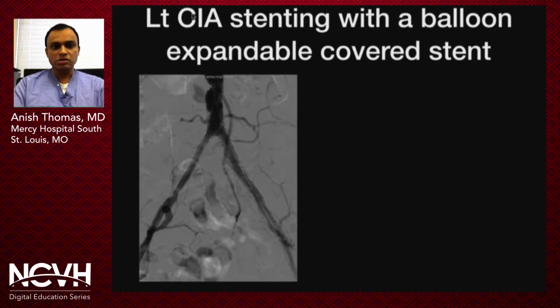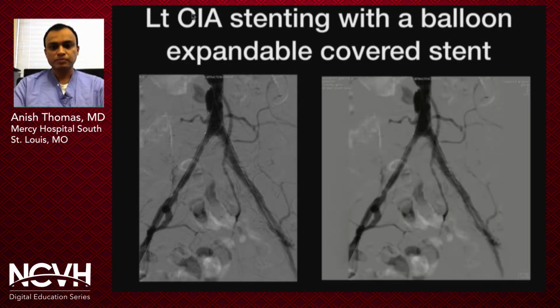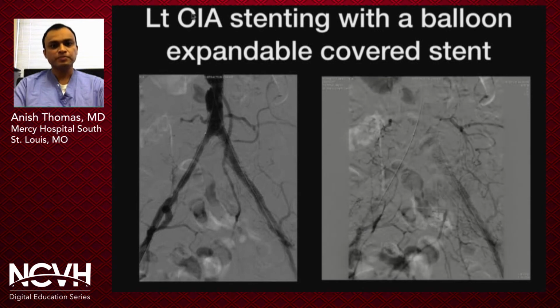We did kissing stents in both iliac arteries. In this case, we used a balloon expandable covered stent in the left common iliac artery and a bare metal stent in the right common iliac artery. Given that we were able to do this in a kissing fashion rather than a crossed fashion in the distal aortic bifurcation, we were able to preserve an up and over port for future use should it be needed. And this was the final angiogram.